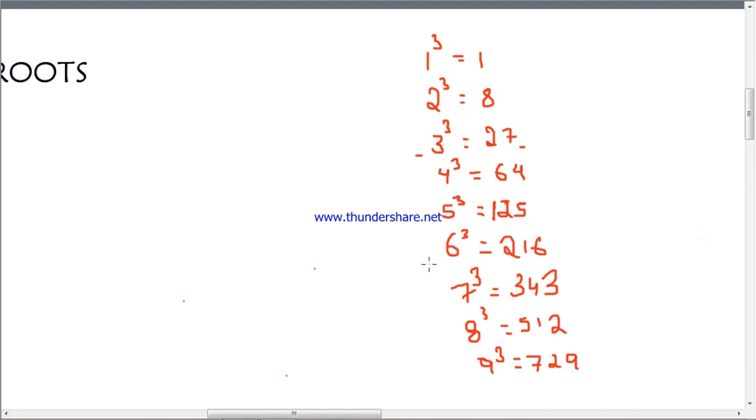Now from here onwards the problem arises, because the numbers are getting bigger and bigger. 4 cube means 4 into 4 into 4. 4 into 4 is 16, 16 into 4 gives us 64. Similarly for 5, 125; 6, 216; 7 cube gives us 343; 8 cube gives us 512; and 9 cube gives us 729. And 10 cube is 1000, which is 10 into 10 into 10.